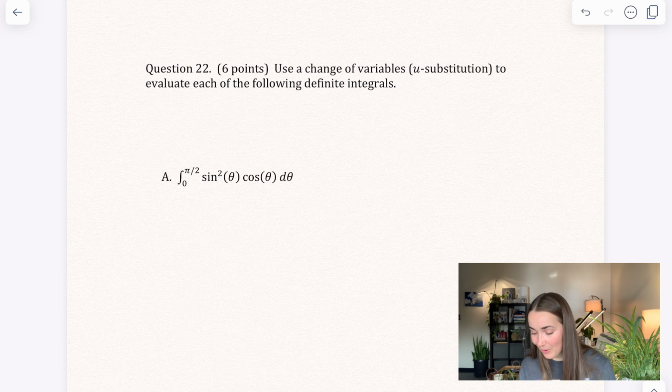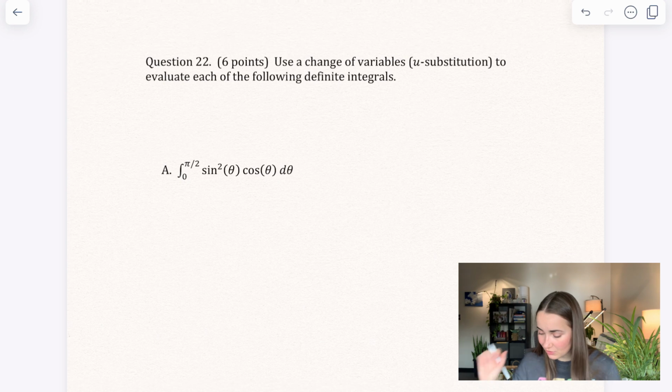Last problem. Oh, now we're doing u-substitution with definite integrals. How many do we have? We have 2. Okay, we can do this, people.